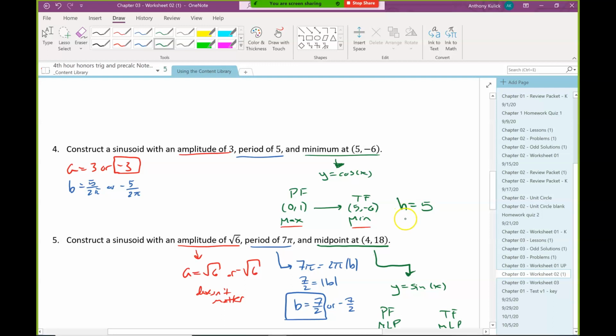And now to find our y-coordinate, we know a times y plus k should equal our transformed y. So we have negative 3, which is our a, times 1, which is our y-coordinate, plus k needs to give us negative 6. So when I add 3 to both sides, we get k is also negative 3. Is that okay? So we have negative 3 cosine of 2 pi over 5 times (x minus 5) minus 3.